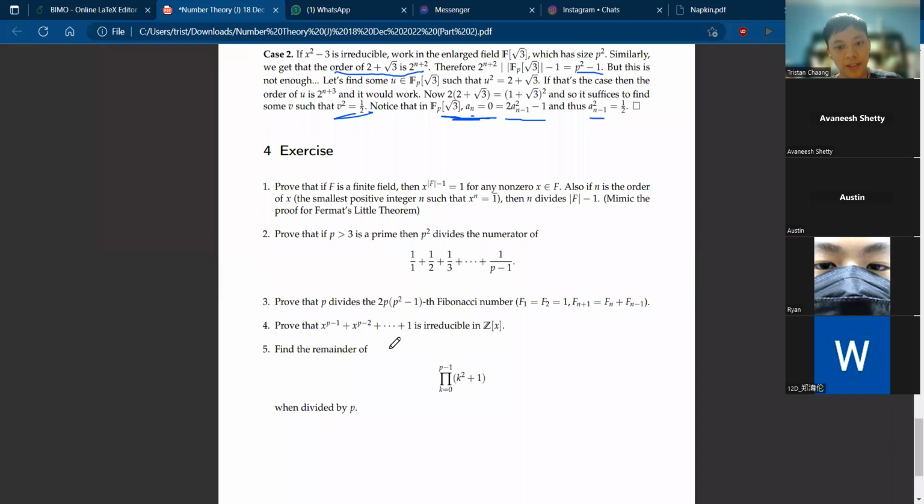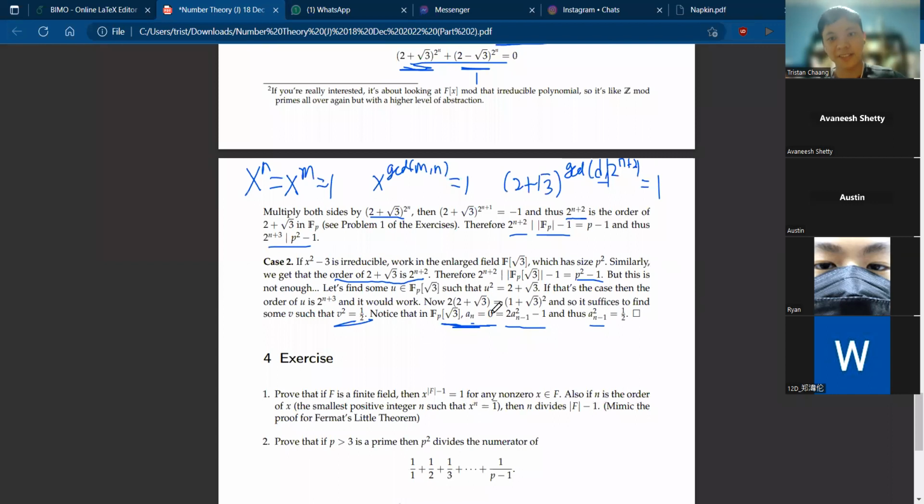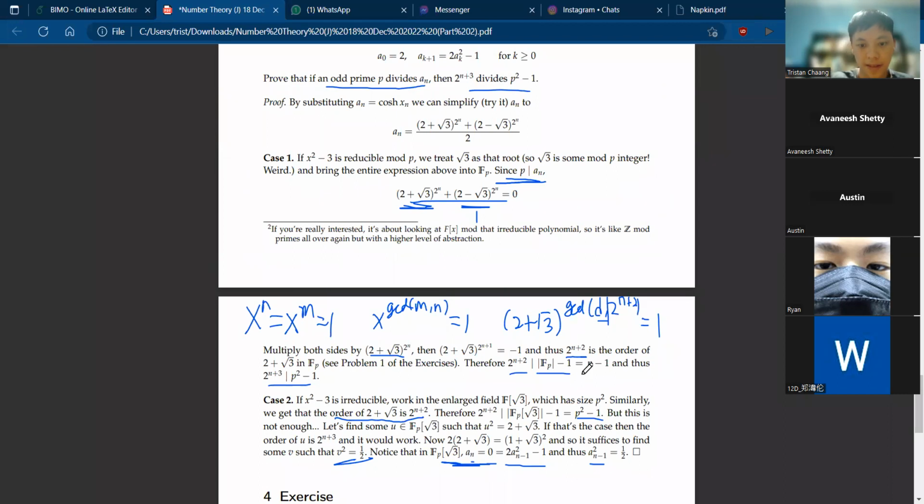Okay, so any questions before we move on to the final exercises? If you have a question and you want to refer to a line here, I'll just label the lines 1, 2, 3, 4, 5, 6, 7, 8, 9, 10. So if you want to ask a question, you can just refer to which line.